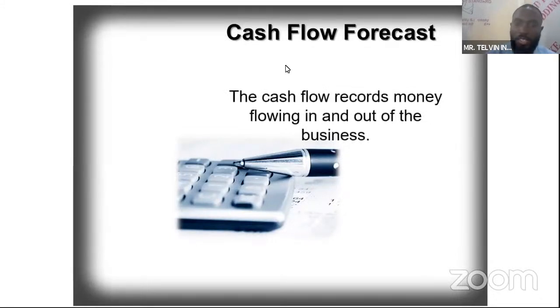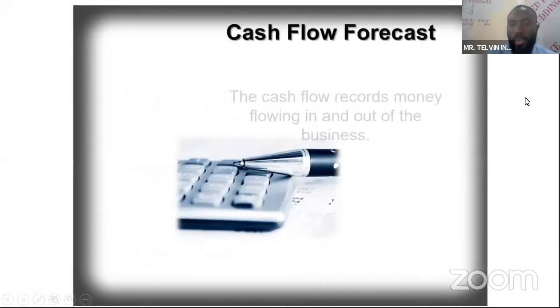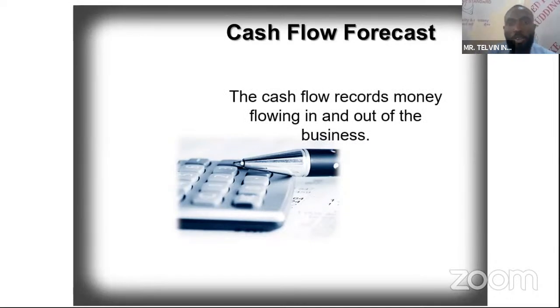One of the major things is cash flow forecast. Remember when we were talking about viability of a business? We said that for a business to be viable, it should be the one that generates adequate cash flow and profit. So let's look at cash flow forecast. What is cash flow? The cash flow records money flowing in and out of the business, your income and of course your expenditure. How much comes in and how much goes out of the business. So that is included in your cash flow forecast.